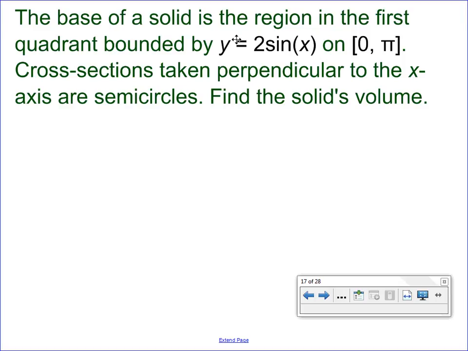So let's go ahead and see if we can draw the base bounded by y equals 2 sine x in the first quadrant from 0 to pi. So we'll go first quadrant, and from 0 to pi. Halfway in between will be pi over 2. And I know that sine of x from 0 to pi, sine of 0 is 0. Sine of pi is 0. So I must have intercepts at 0, 0, and pi comma 0.